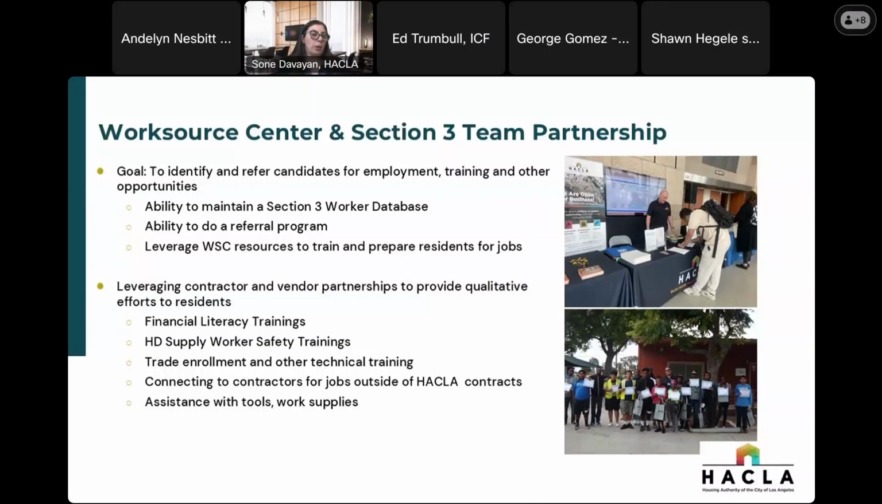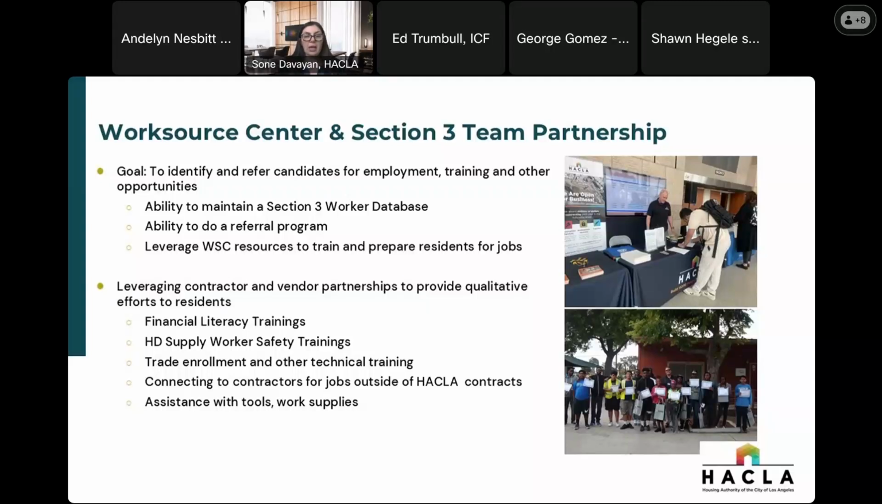One of the other things that we do, I believe that's unique, is working with our contractors, even if they do not have current job opportunities at the HACLA project, to see if they have job opportunities in their other projects. Because a lot of the time we all work with large developers and prime contractors who have many projects throughout the city. And while that particular project with HACLA may be small and limited in scope, if they have opportunities in other areas, then we try to connect our residents to those jobs and training programs as well.